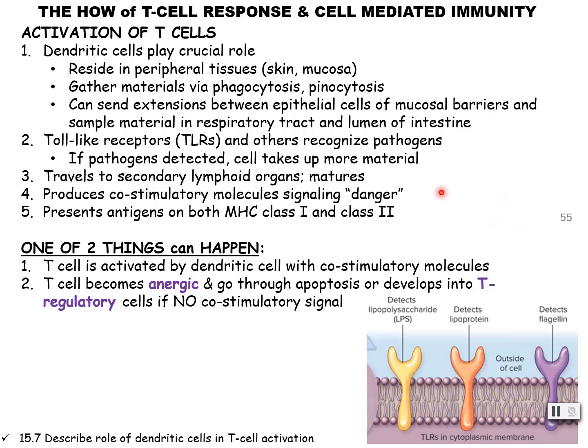If you don't get that co-stimulatory signal, the T cell is going to become anergic, go through apoptosis, or it can develop into a T regulatory cell. And so once again, they don't really know a whole lot about these regulatory cells. They just know that they're there and they're involved in preventing autoimmune diseases.